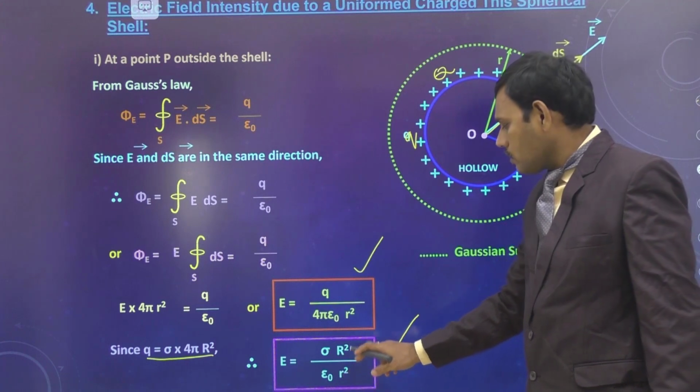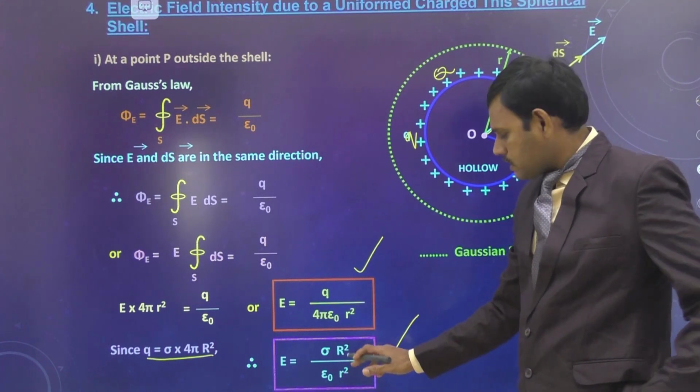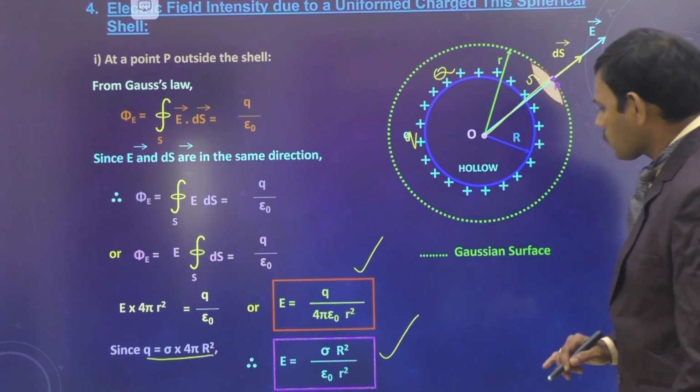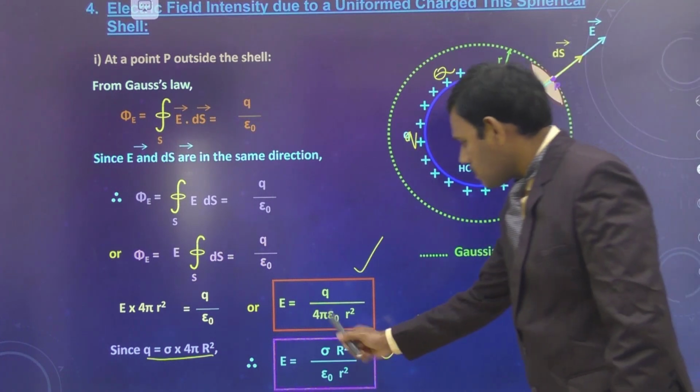sigma by epsilon naught into capital R by small r whole square. Sigma by epsilon naught into capital R by small r whole square, in terms of surface charge density.